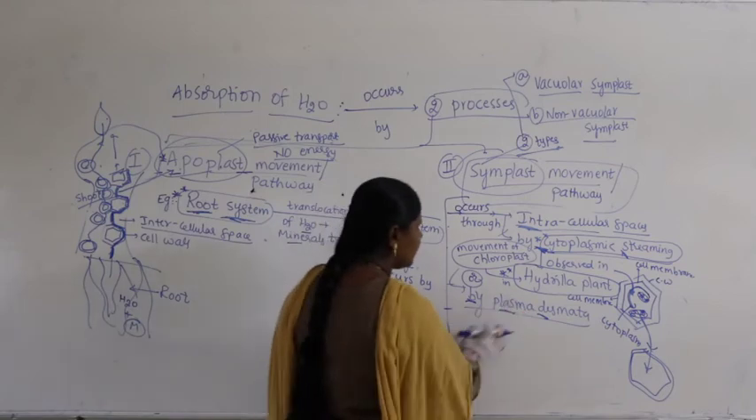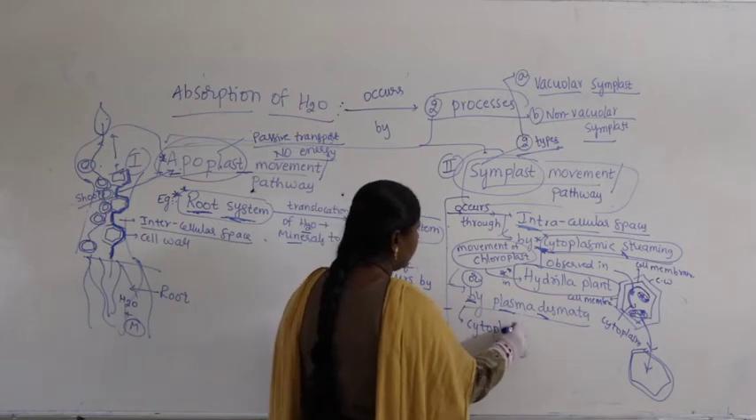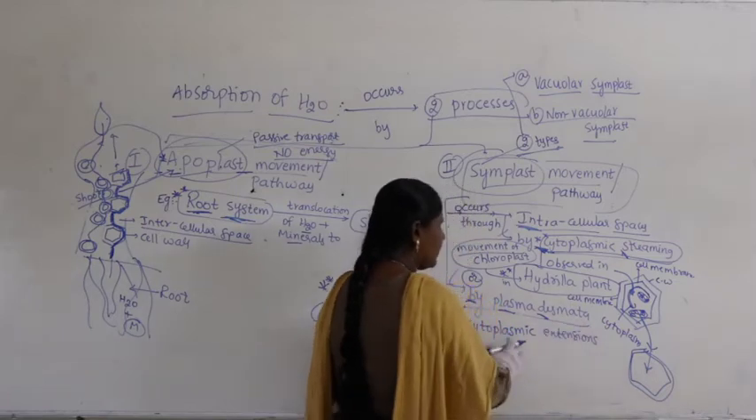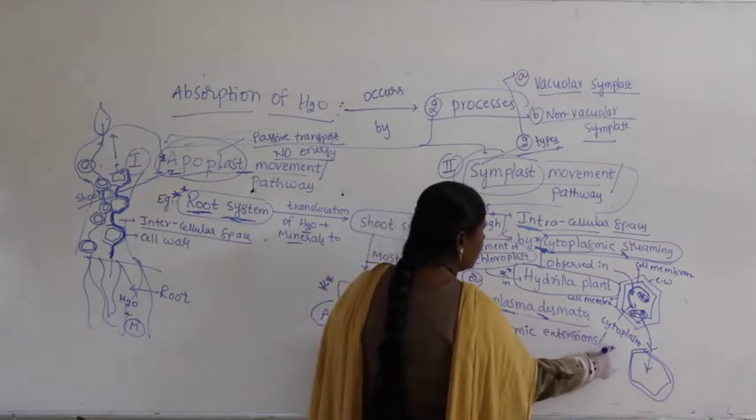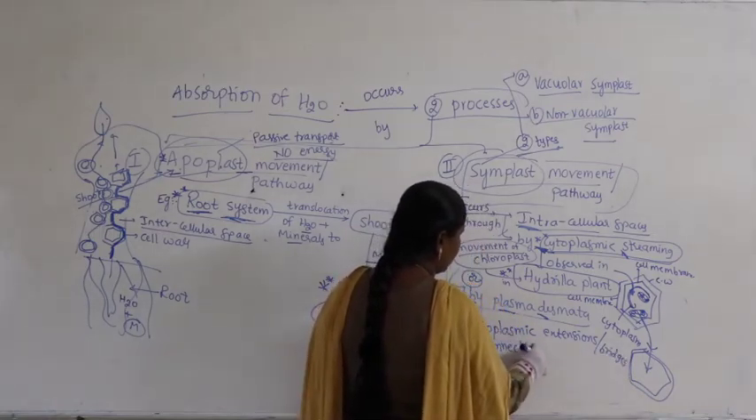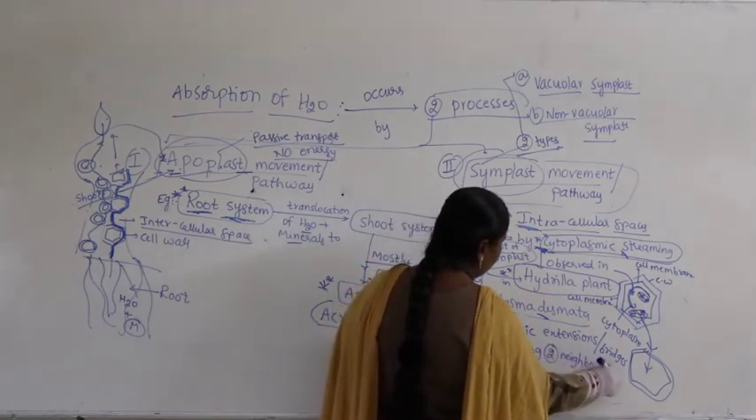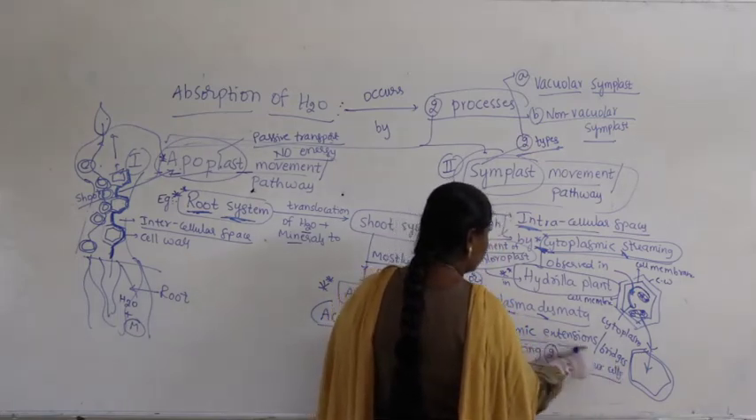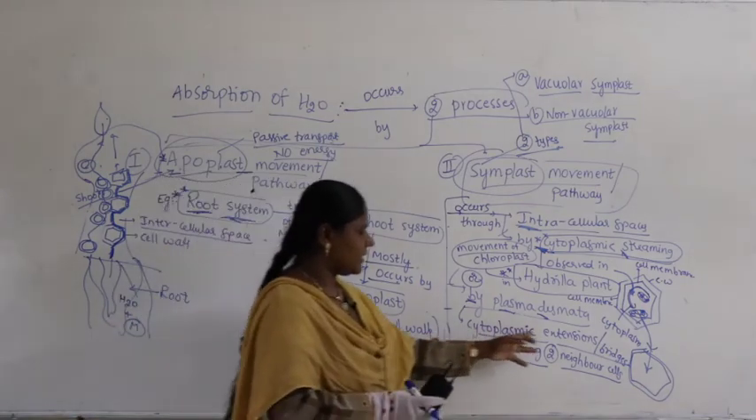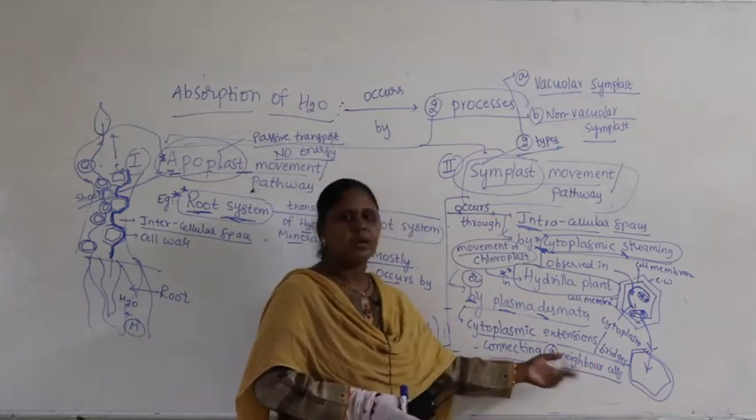Now what is this plasmadesmata here? Plasmadesmata means cytoplasmic extensions, or we say cytoplasmic bridges, connecting two cells, connecting two neighbor cells. What we are discussing here, cytoplasmic extensions are there. They act like bridges. What do they do? They connect the two neighbor cells.